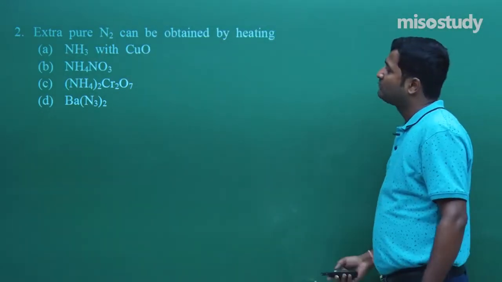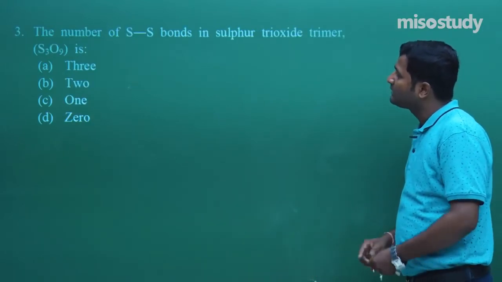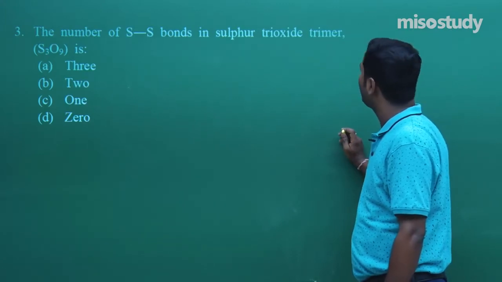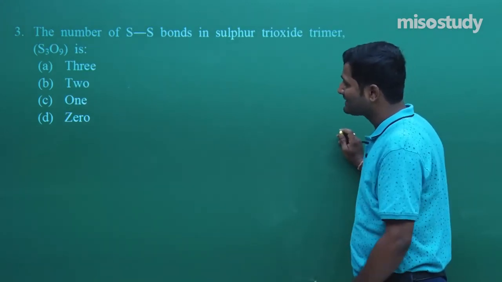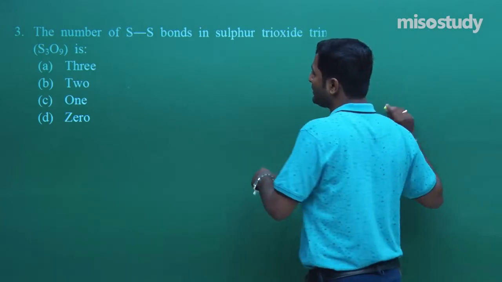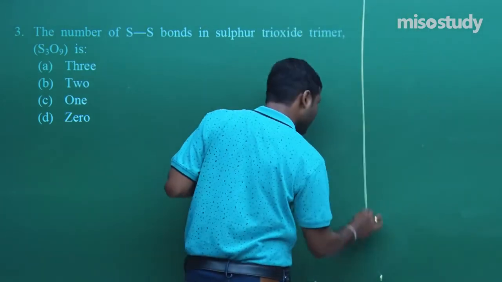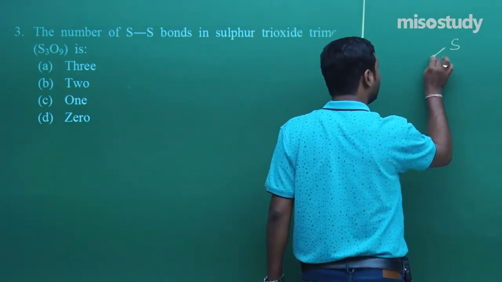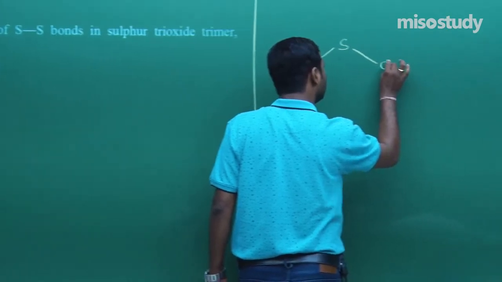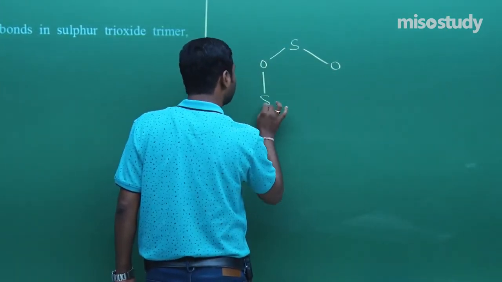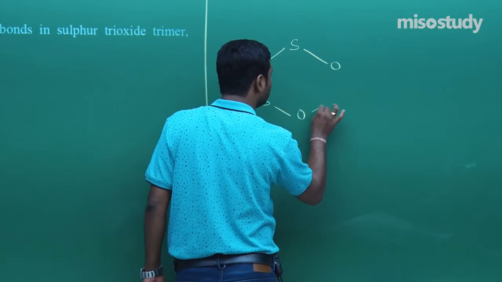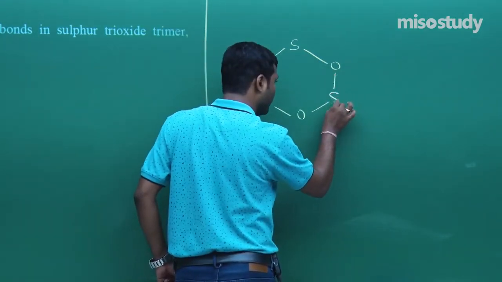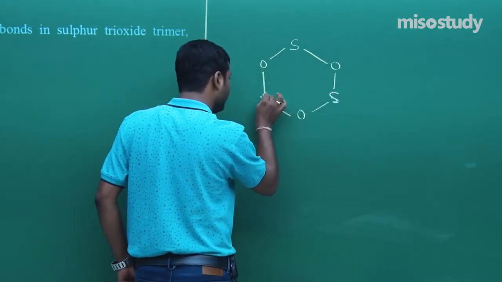Now let's move to question number 3. Look at what is given here: the number of S-S bonds in sulfur trioxide trimer, that is S3O9. That means we have to draw the structure of S3O9. So how to draw? That is S here, this one is O, this one is O. Then S here, here is O, then S, then this one. S3O9.